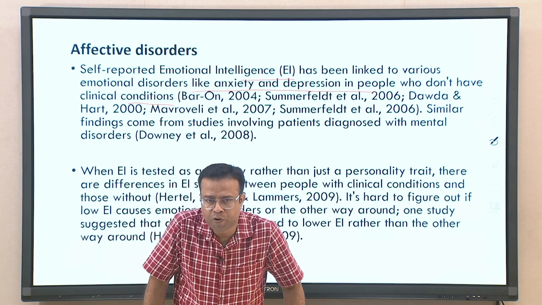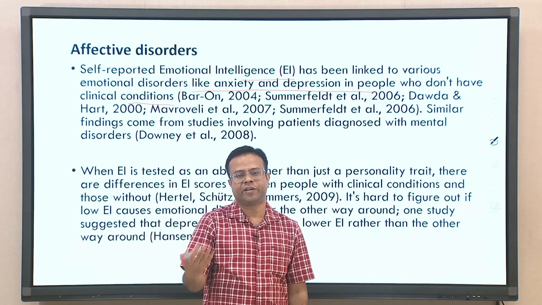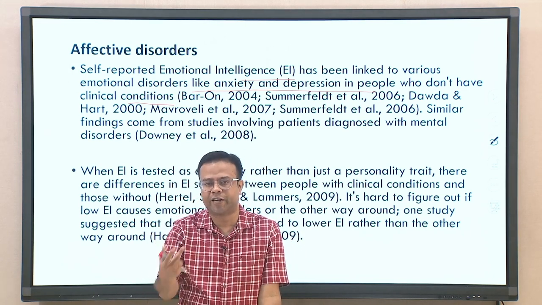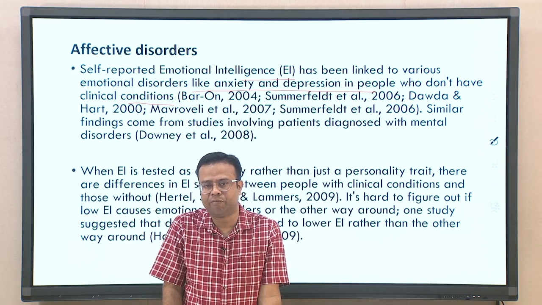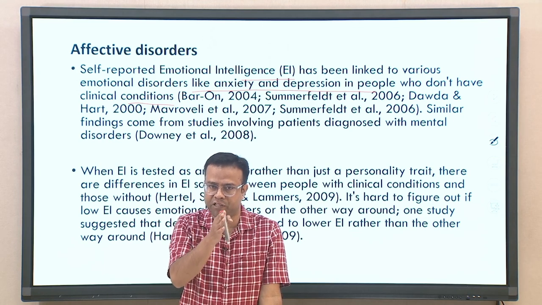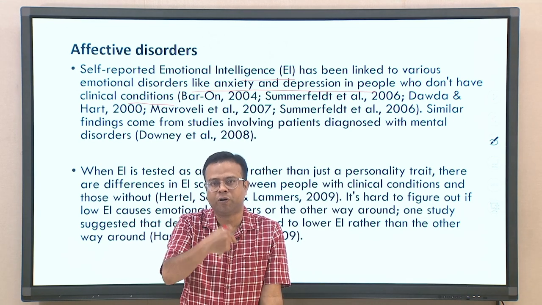So even in normal populations, it was found that emotional intelligence has been linked to various disorders like anxiety and depression in people who are not in clinical conditions. Similar findings came from studies involving patients diagnosed with mental disorders. Even with mental disorders, similar findings were found: people with disorders like anxiety and depression have low EI scores.